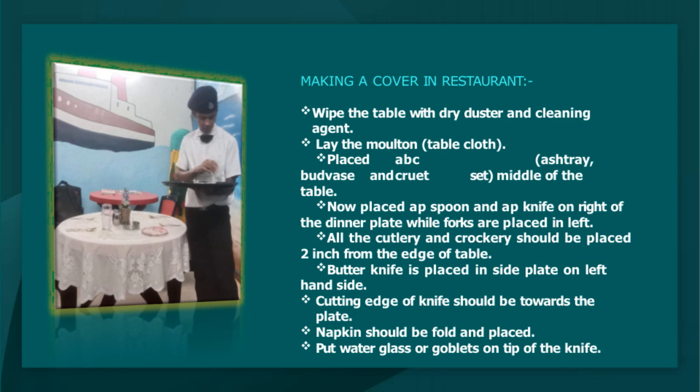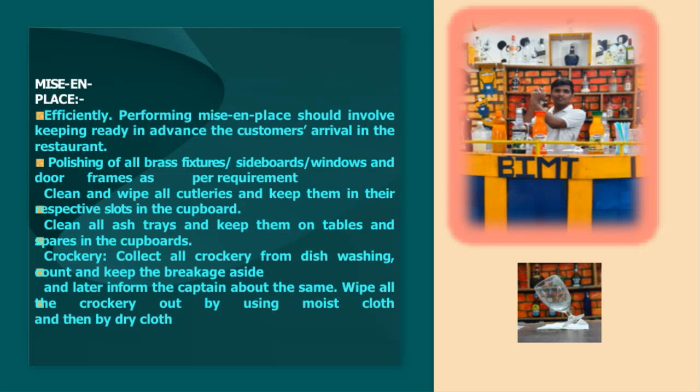Then, fold the napkin neatly and place it either on the plate or beside it, depending on the style you're following. Finally, set the water glass or goblet at the tip of the knife, ensuring it's positioned neatly. These small details, proper placement and spacing, are essential to create a professional and welcoming table setting that enhances the overall dining experience.